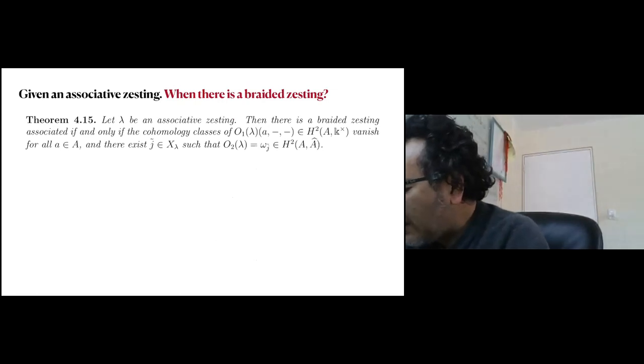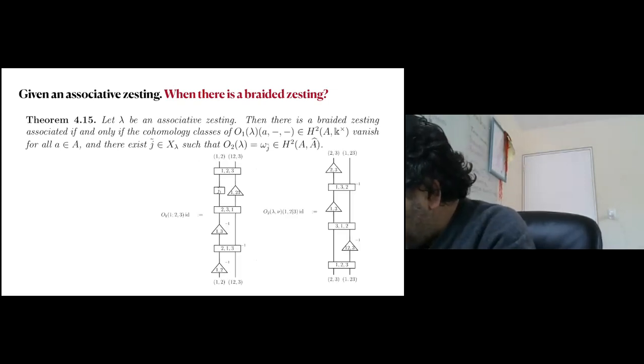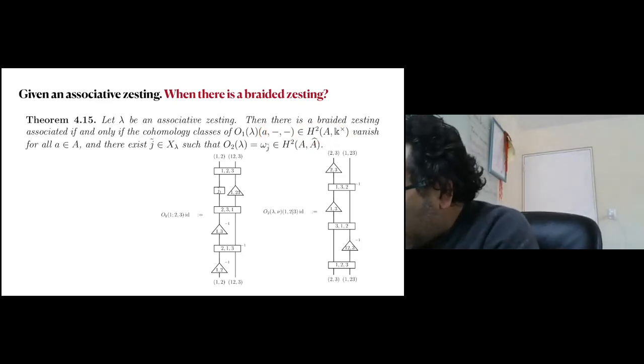So suppose that you fix an associative zesting. Then there is a braided zesting associated if and only if, first, you can define a 2-cocycle, a family of 2-cocycles here. This is just normal group cohomology, one associated to every element in the group that grades the category. And the first condition that you need is that the cohomology of all these 2-cocycles should vanish.